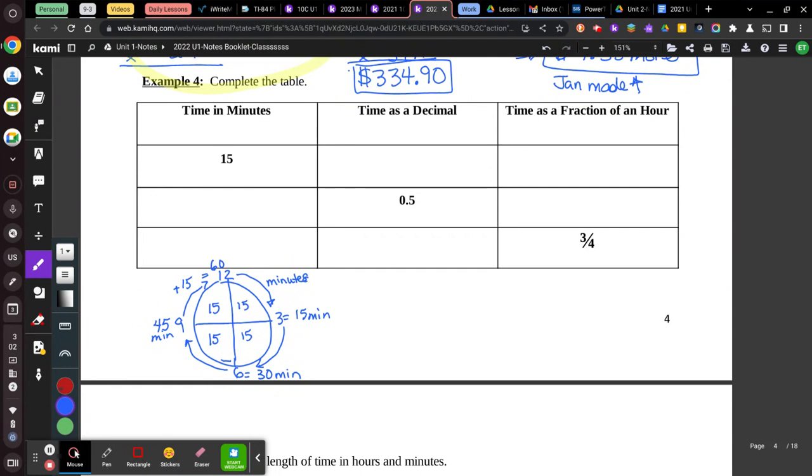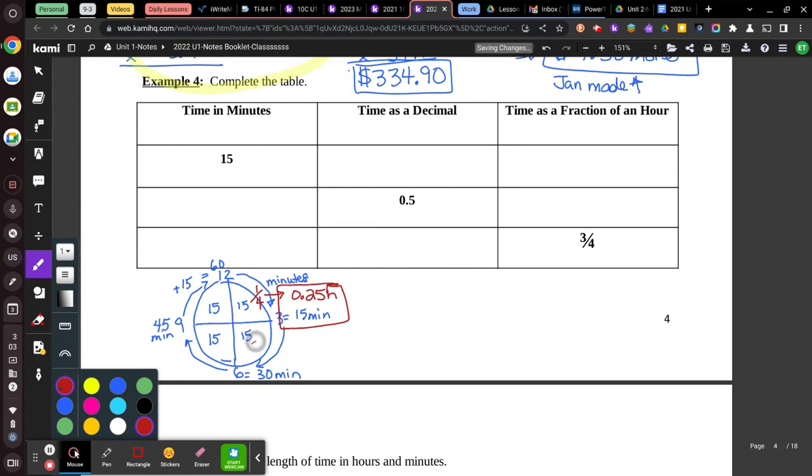So that's our minutes. Now, if we want to convert those to decimals, we divided the object into 4. So that means this is 1 out of 4, as a decimal is equal to 0.25. So that means 15 minutes is 0.25 of an hour. 30 minutes is 2 over 4. So 30 minutes is going to be 0.5 hours.